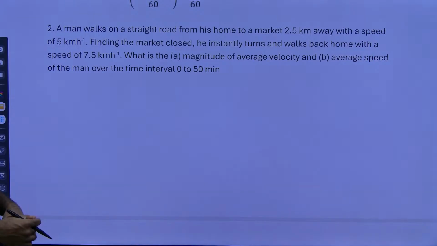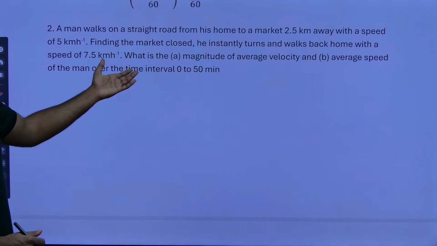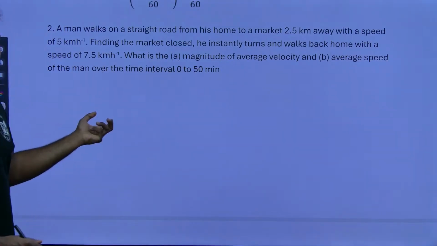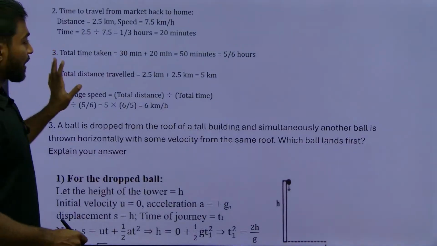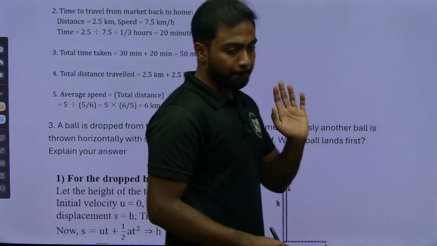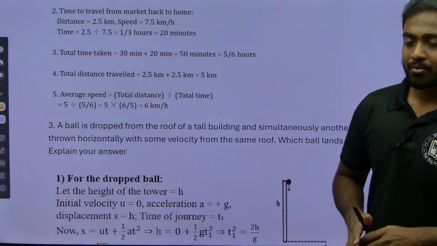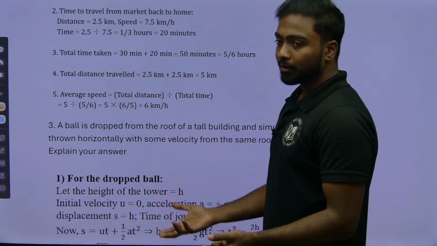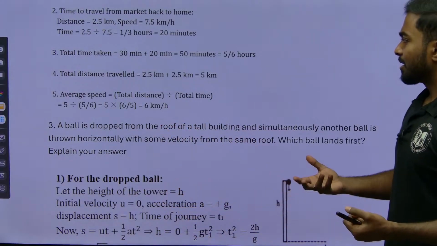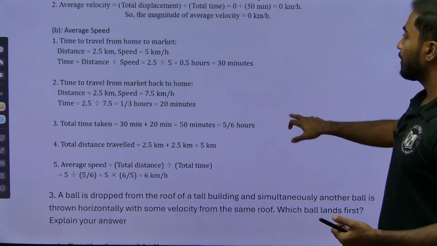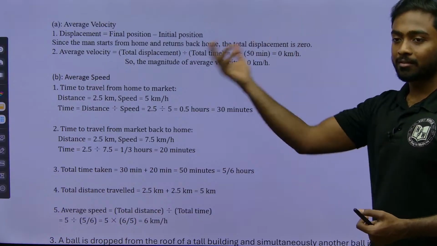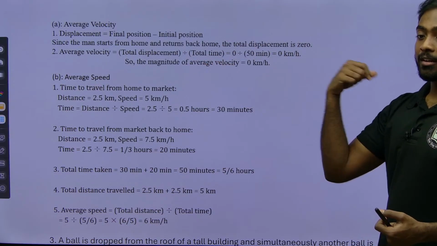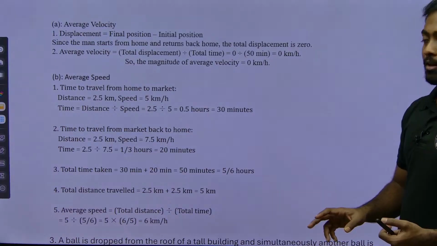So this is the thing they are asking. I need to find average velocity and average speed, right? Average velocity, obviously, it will be 0. Why is it 0? Displacement is 0. Final and initial position will be the same, so it will be 0.